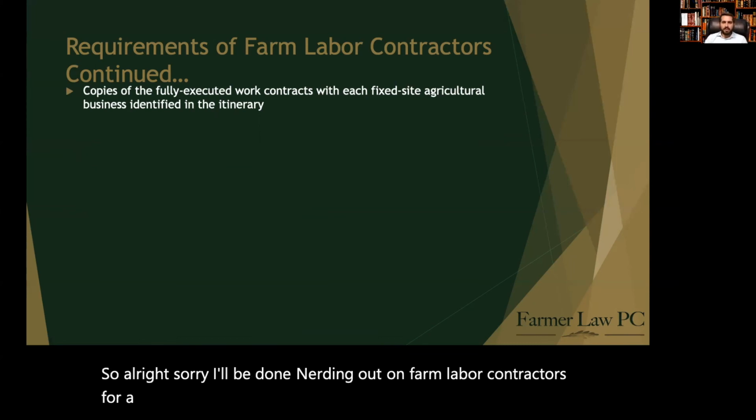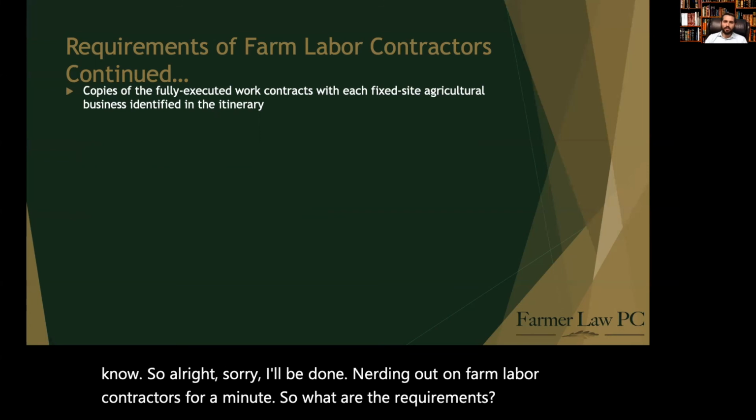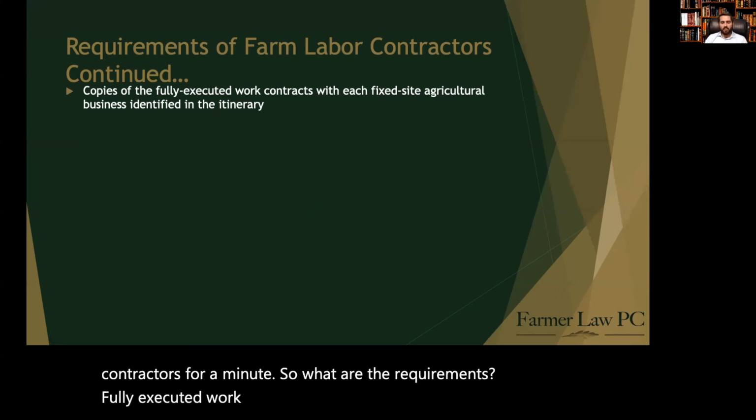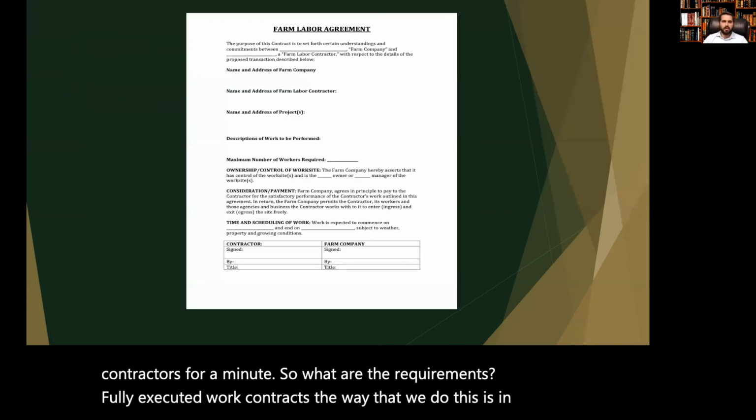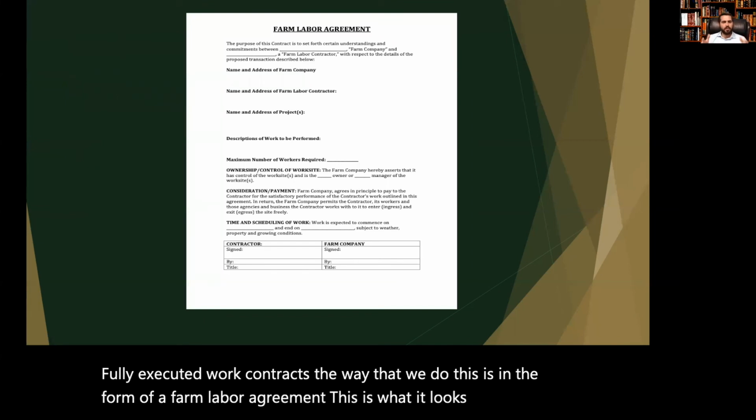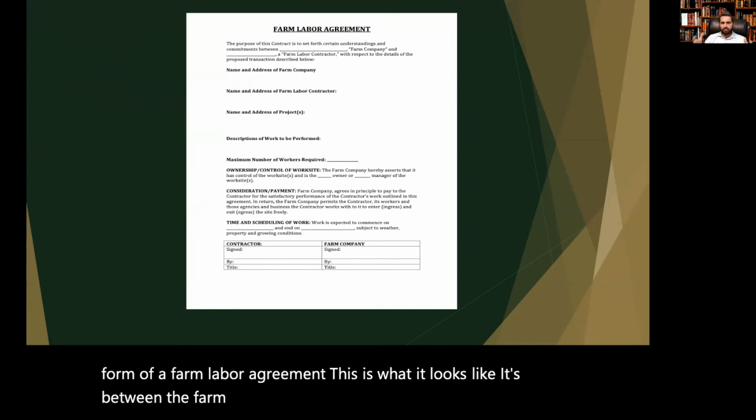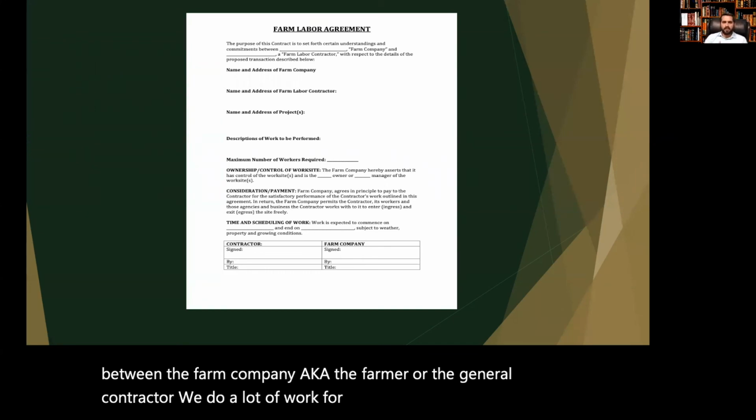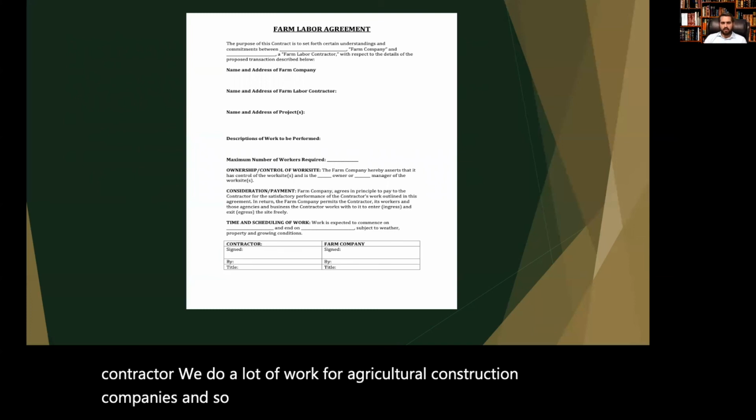So what are the requirements? Fully executed work contracts. The way that we do this is in the form of a farm labor agreement. This is what it looks like. It's between the farm company, AKA the farmer, or the general contractor. We do a lot of work for agricultural construction companies. And so that also could be the farm labor contractor or the general contractor. And the farm labor contractor.